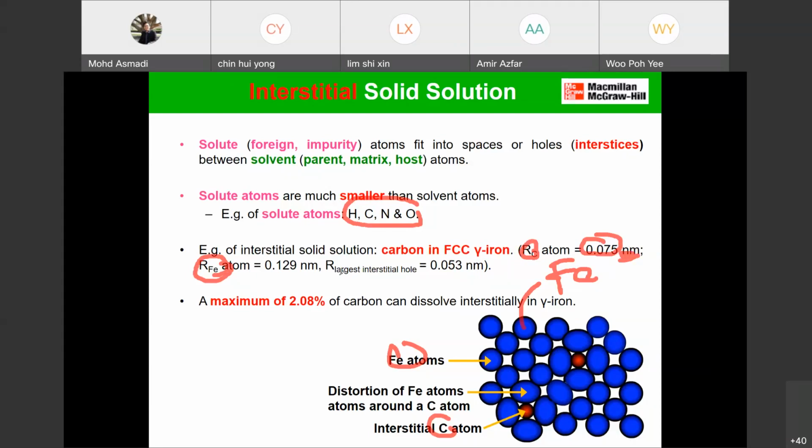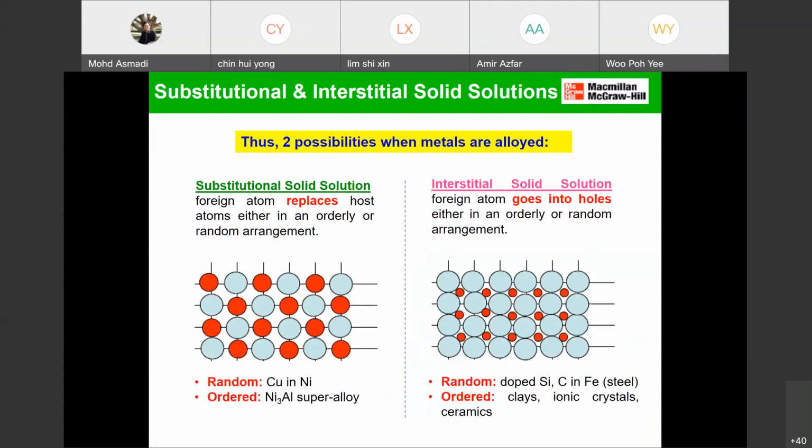So for the largest interstitial holes, they calculate this one as 0.053, meaning that it can fit a little. A maximum of 2.08% of carbon can dissolve interstitially in gamma iron. It's not really high. But this one we call a defect or imperfection. So from that we can summarize the substitutional as well as interstitial solutions.